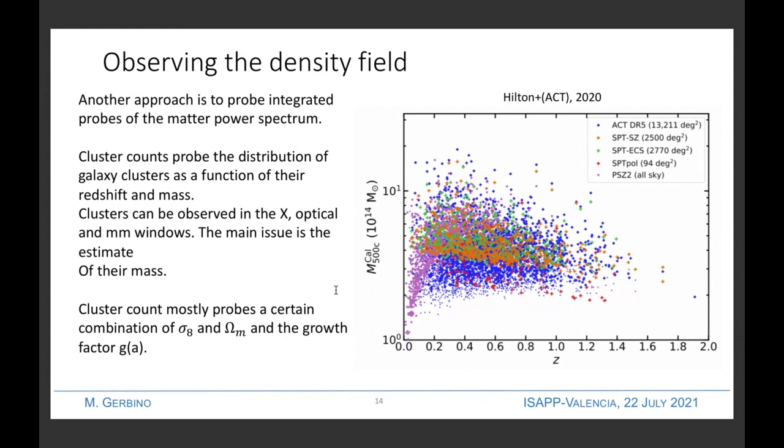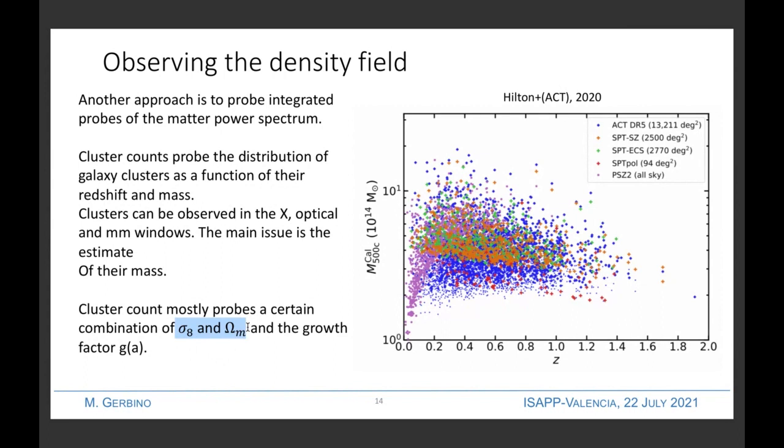So instead of measuring the matter power spectrum itself, we are indirectly probing some quantities that depend on the matter power spectrum. Clusters can be observed at different wavelengths, in X-ray, optical, but also in the millimetric window. By reconstructing the histogram, basically, of these clusters as a function of their redshift and their mass, we can have information about the matter power spectrum that is needed to predict their distribution today. The information that we can collect in terms of cosmological parameters, of cosmological properties, is usually in terms of a combination of these two parameters here.